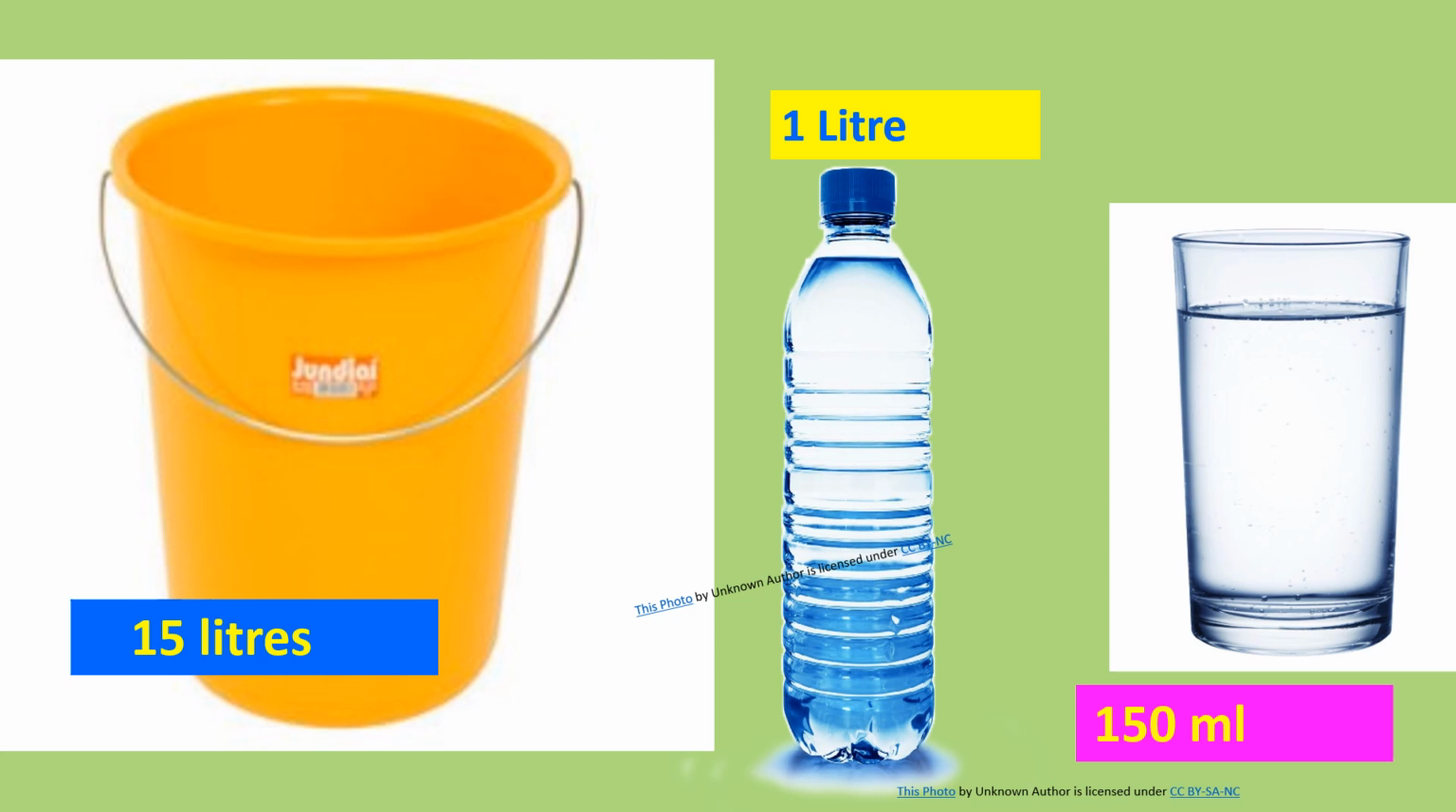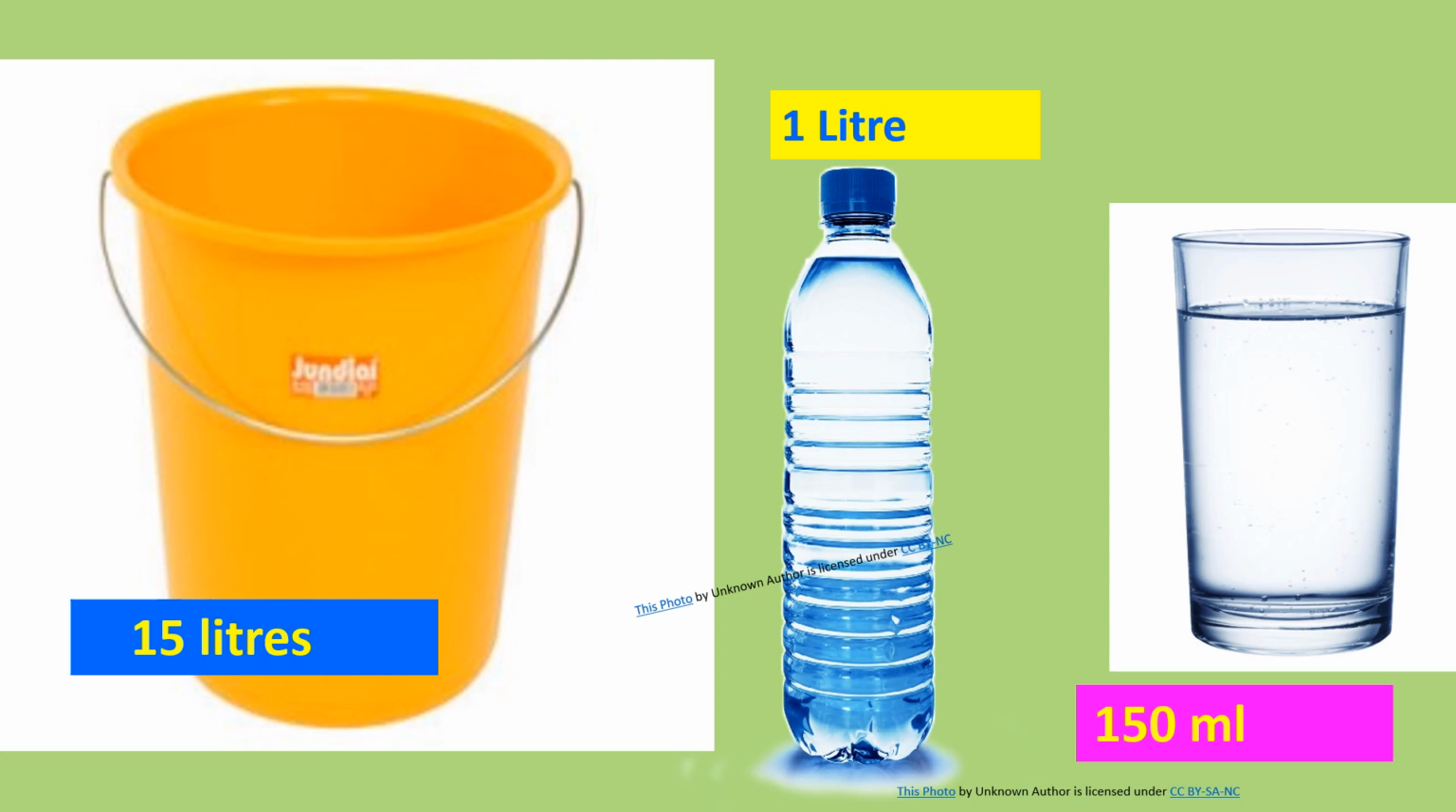What we are showing here is the capacity of the bucket or the bottle or the glass. That means how much liquid can be filled in the bucket or in the bottle or in the glass. So the bucket that contains 15 liters has more capacity, and the glass which only takes in 150 milliliters has less capacity. That means the glass can hold only 150 milliliters of water and the bucket can hold 15 liters of water.